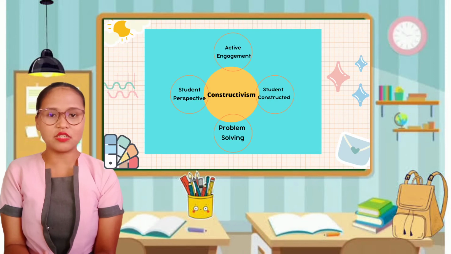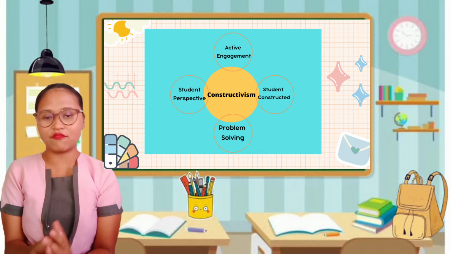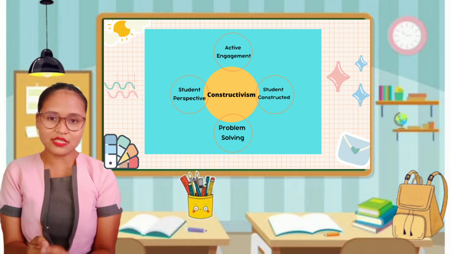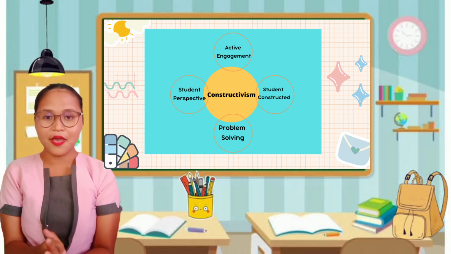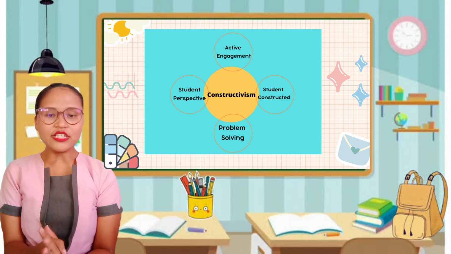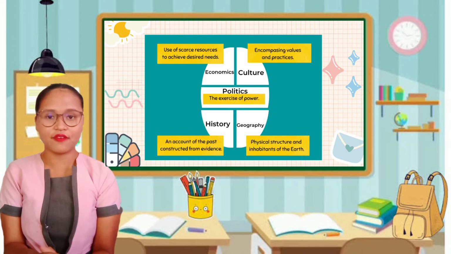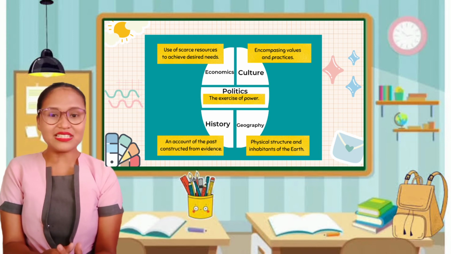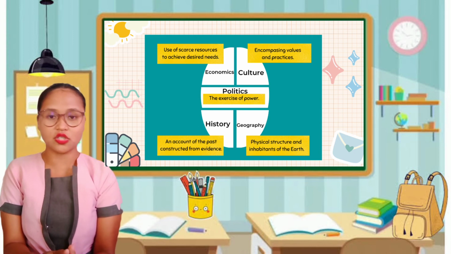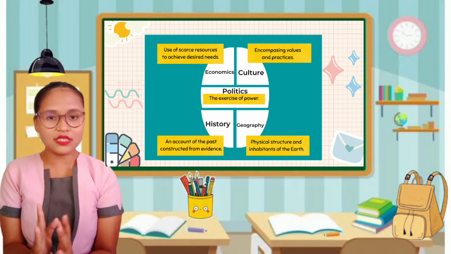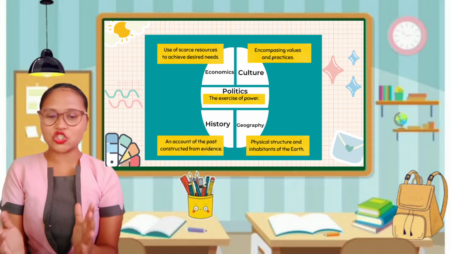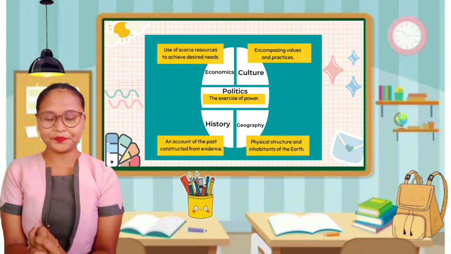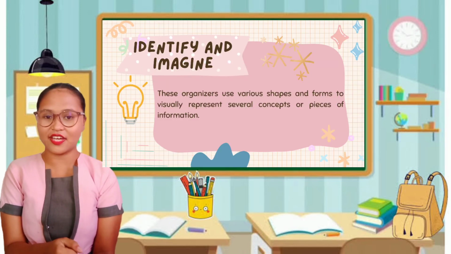For inductive, it mainly shares pieces of evidence in support of big ideas. So we have here the big idea, which is constructivism, surrounded with pieces of evidence in support of its meaning. And here is for deductive. Deductive provides evidence for underlying concepts or topics. So as you can see, the parts or topics under social studies are inside each piece of an oval, provided with a short definition.